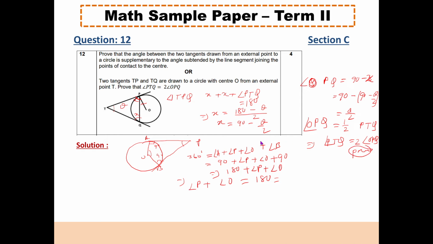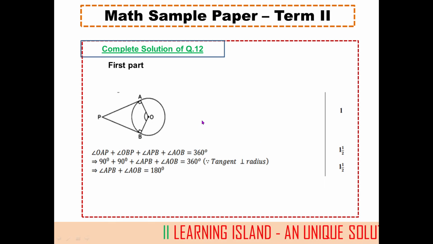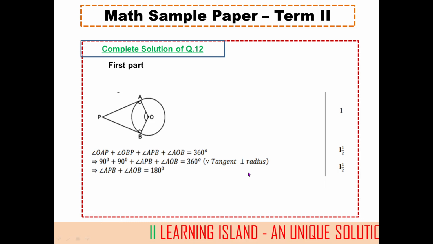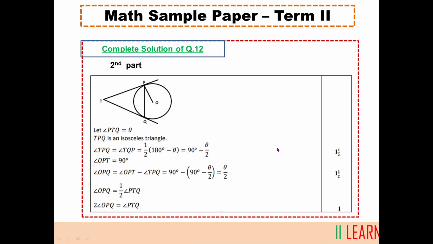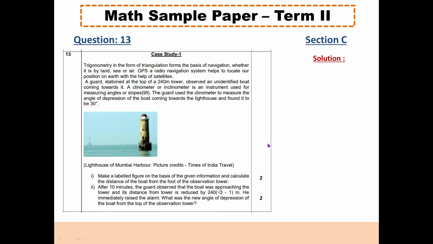I hope this is clear to you. So let us find the final solution here. This is the first part. Please pause the video and write it down. Here you see the mark distribution also. The marks will be given like this: for the diagram 1, and for these steps, you'll get marks in this way. Now this is the second part which I have already discussed. Please pause the video and write it down. Now let us go to the next question.